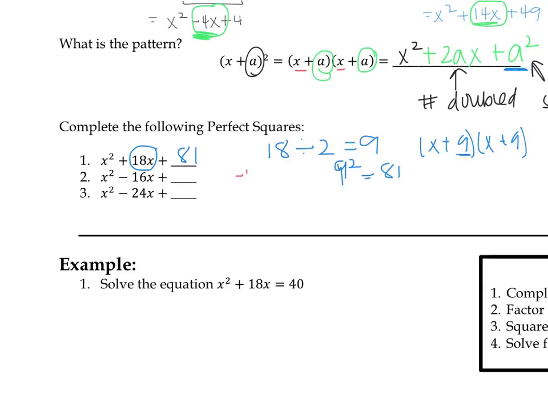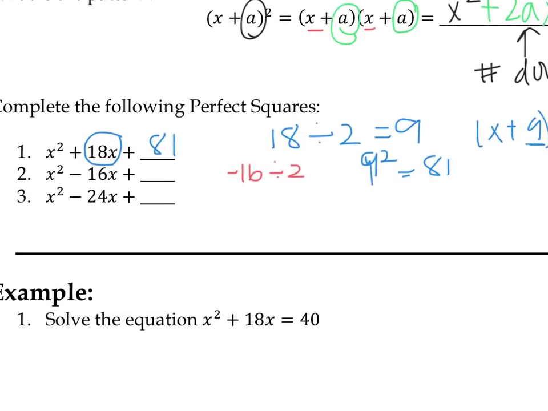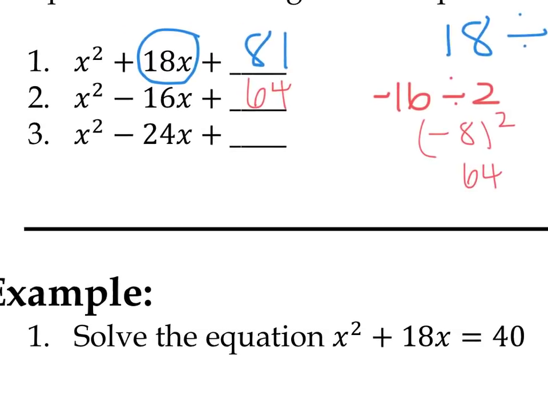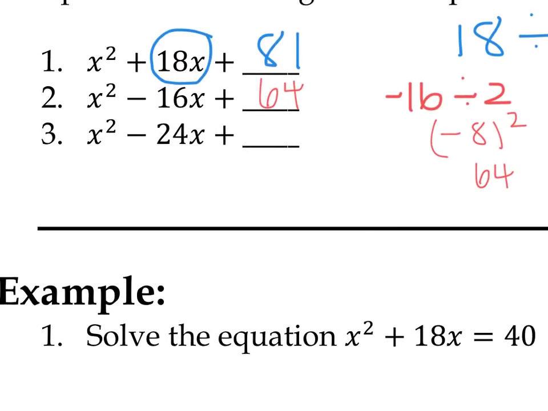I've got negative 16 divided by 2, which is negative 8. And then we're going to take that and square it, and that gives me negative 8 times negative 8, which is positive 64. So that's for my second term. And then my last one, I've got x squared minus 24x plus something. Well, we're figuring out what that something is.